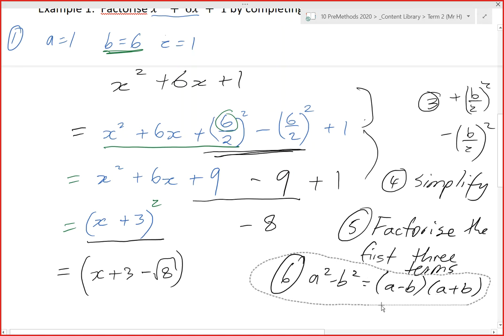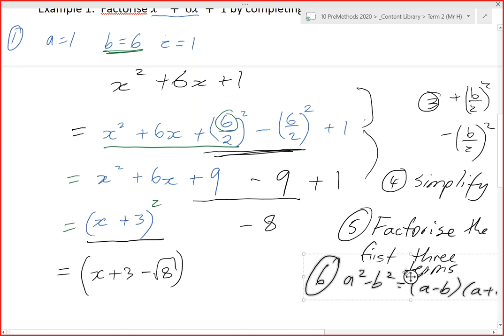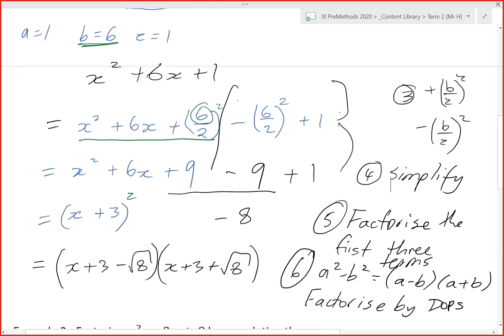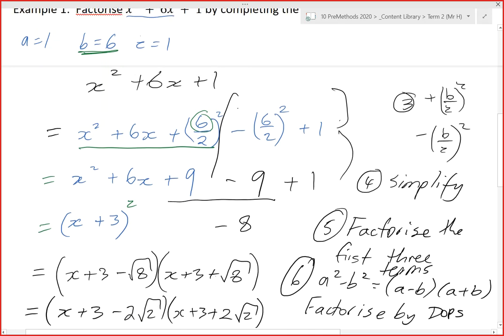Haven't fully factorized it yet. So I've got a minus b, a plus b. I didn't simplify the third. So the square root of 8 simplifies to 2 square root 2. You have to simplify the third. Okay? And that's the final answer.